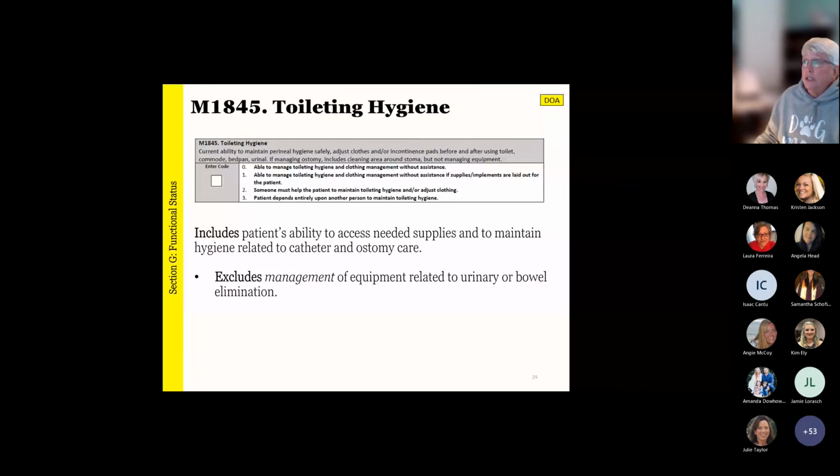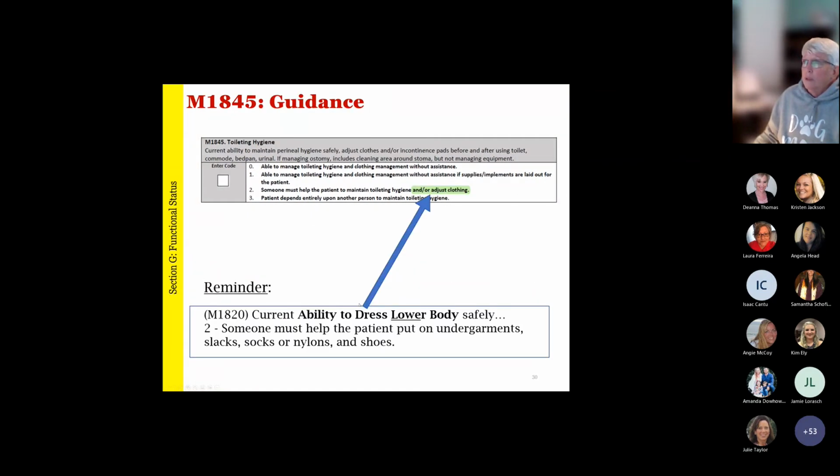M1845, the toileting hygiene is still here. And just a reminder, in that score 2 of M1845 talks about adjusting clothing. Look back, how did the patient do? How were they scored on M1820, which is the ability to dress their lower body. If they were dinged on that lower body, especially as a 2, say someone must help them, what items were they talking about? Were those items that they need help on the same items that are involved in the toileting hygiene section? We're talking about your underoos and your pants, right? So just what you want to check just to see, does everything kind of make sense there together?